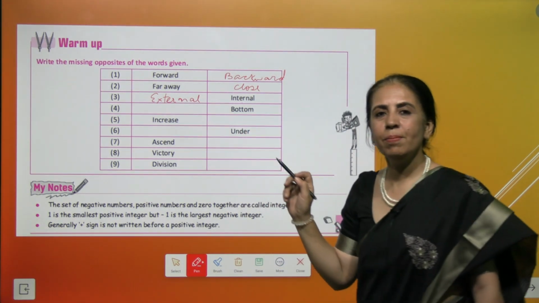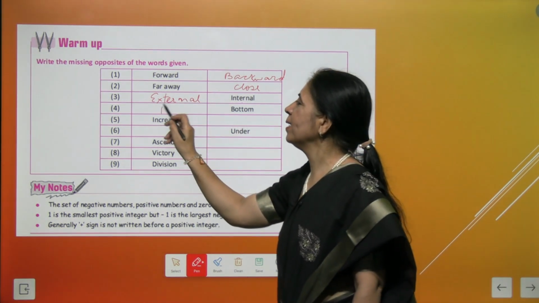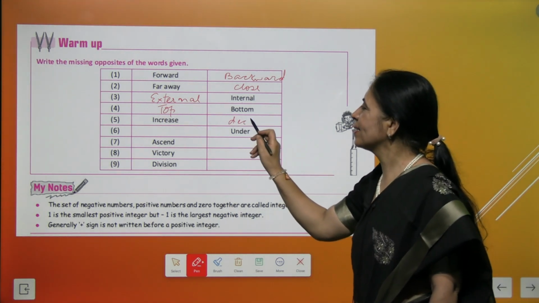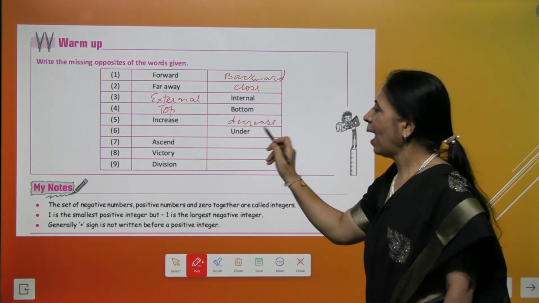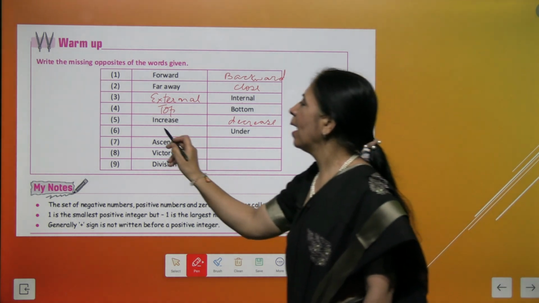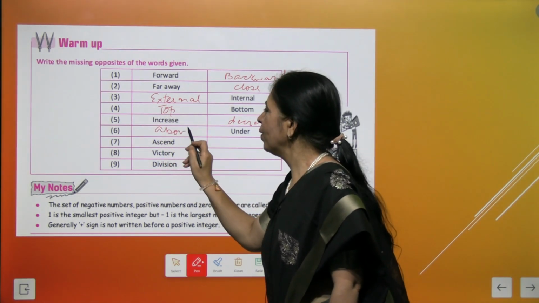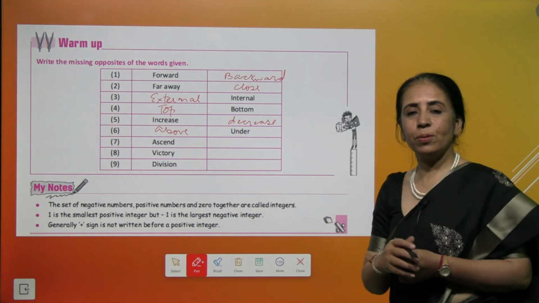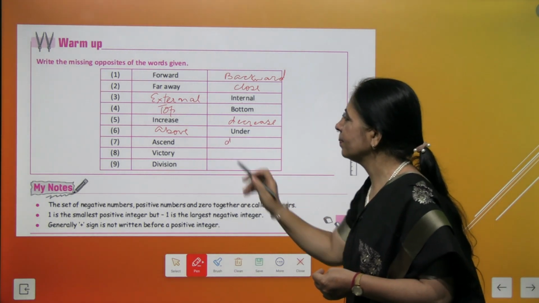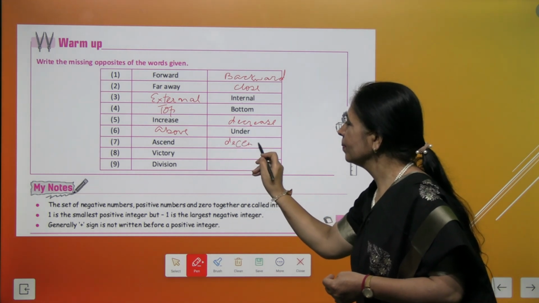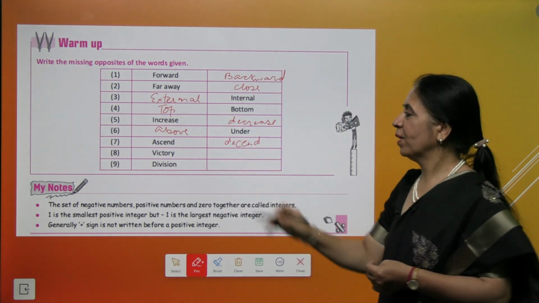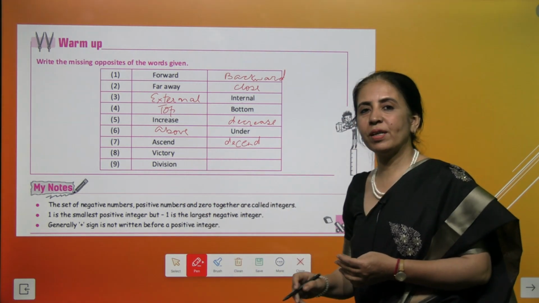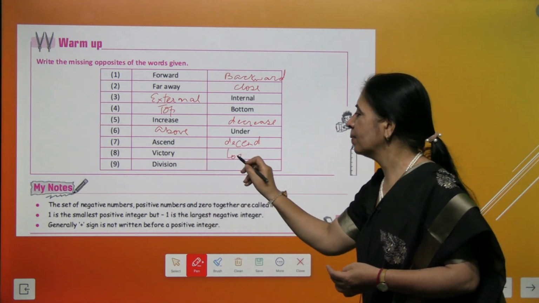And bottom. That is top. So we write top here. Opposite of increase. Decrease. And opposite of under is above. We come to ascend. Ascend means बढ़ना. तो ascend का opposite क्या होगा? Descend. Then we have victory. Victory का meaning होता है to win anything. And then opposite of victory is losing.